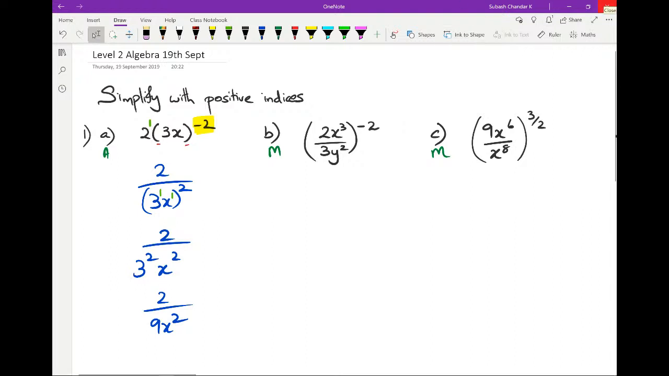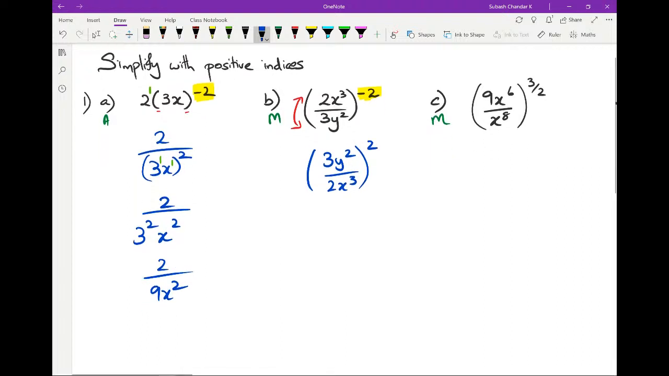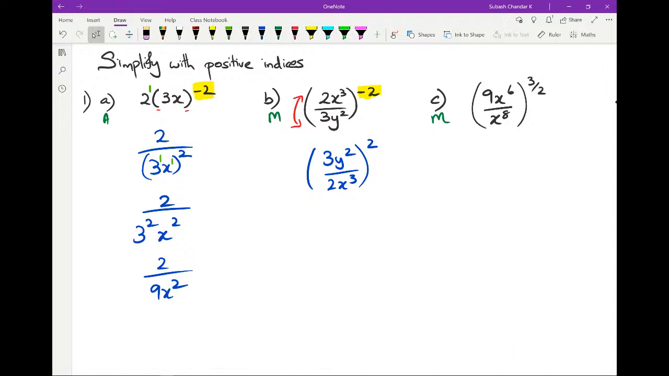All right, so let's go to question B. Question B, again, you've got a negative power there. Now, the easiest way to do this, especially when you're dealing with fractions, is to just flip the fraction upside down and change the power to positive. So I'm going to rewrite this as 3y squared over 2x cubed, and then that's going to be to the power of 2. At this point, the mistake that I see people make is that they write the answer like this.